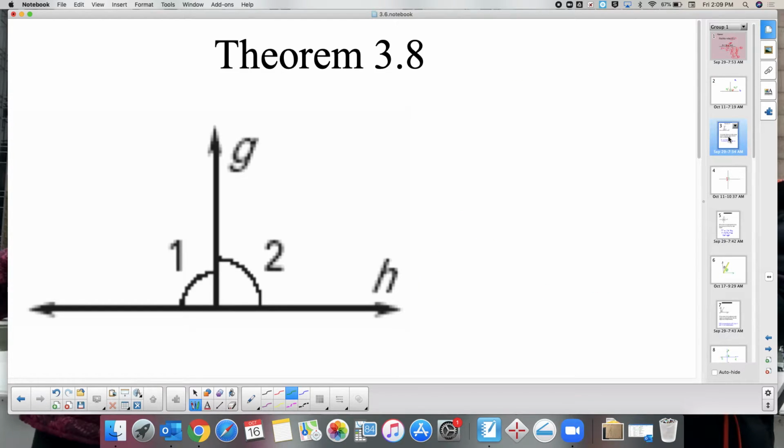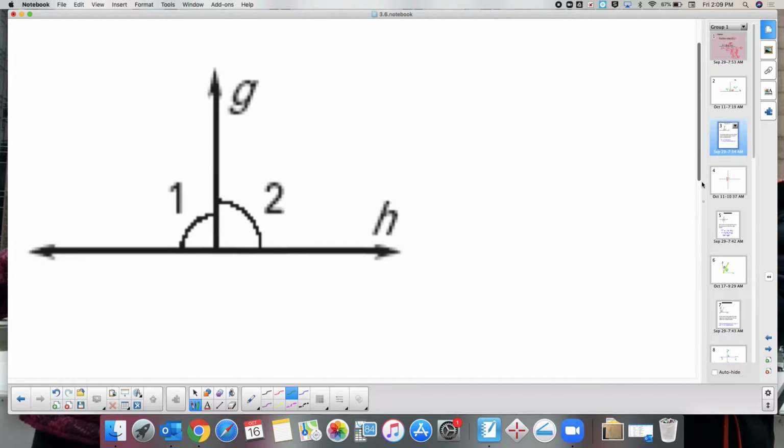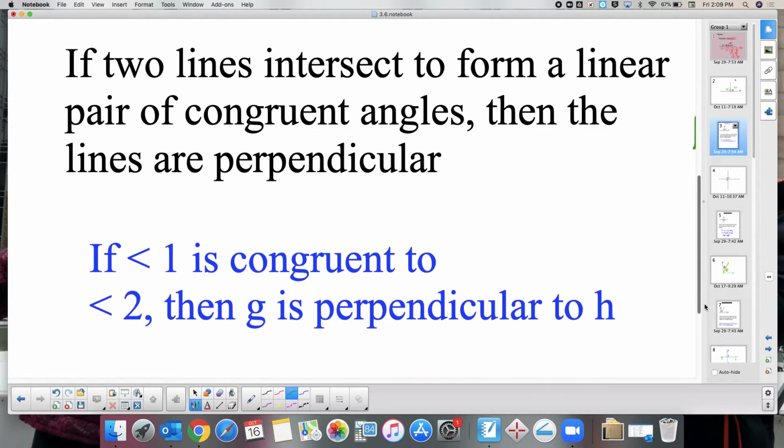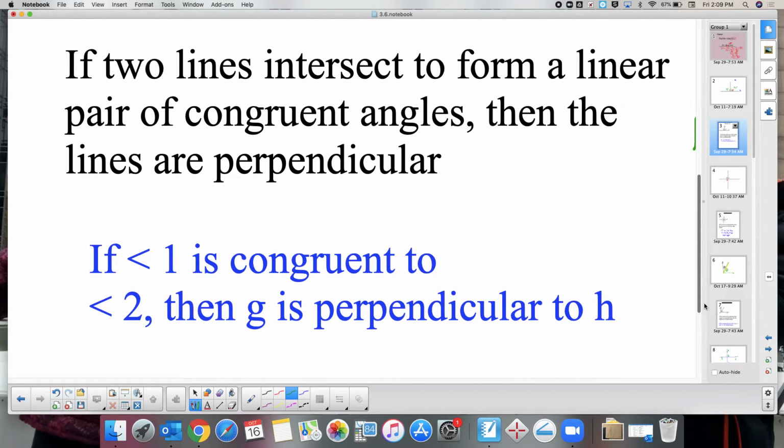And that's what theorem 3.8 says. If two lines intersect to form a linear pair of congruent angles, so essentially that example we just looked at, if you made them so angle 1 and 2 were congruent, then those two lines would have to be perpendicular.